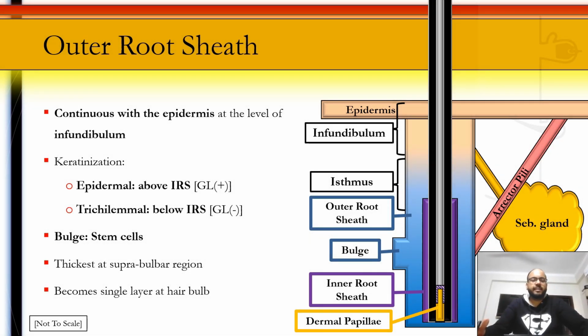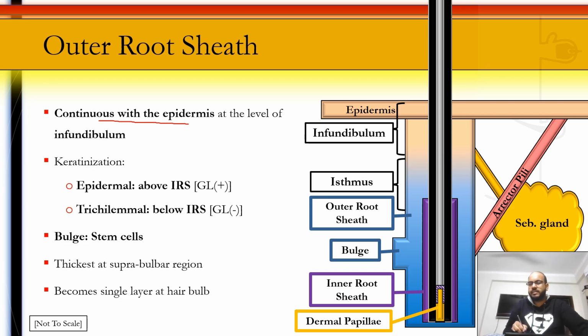So let's talk about each individual layer separately, and I'll be using the schematic representation of the pilosebaceous unit. Clear? So let's talk about the outer root sheath.